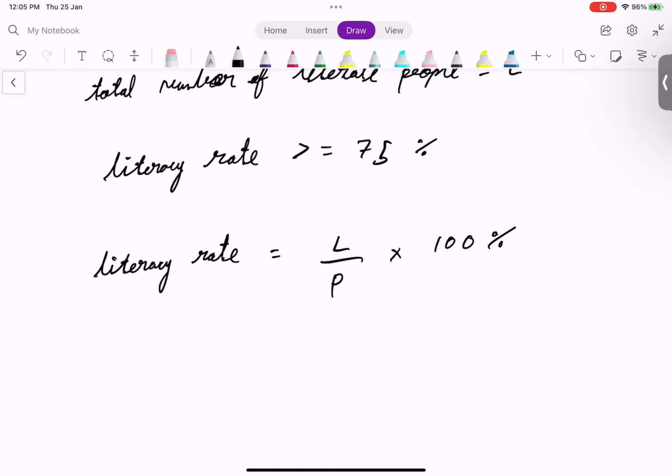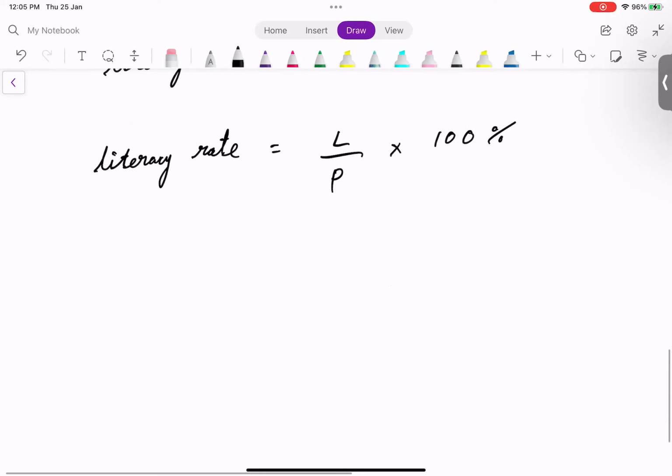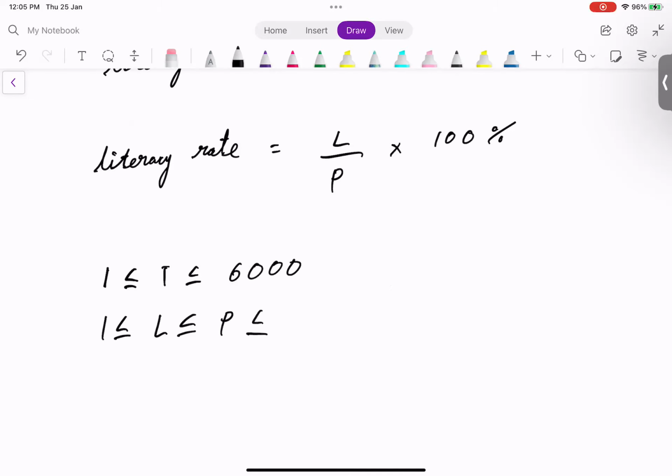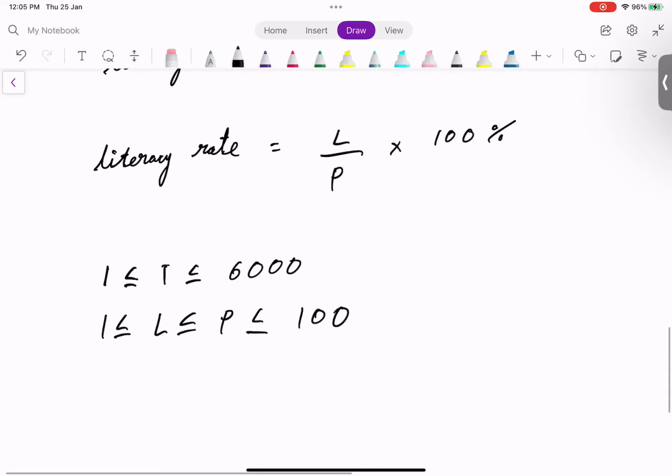If we look at the constraints, the number of test cases is in the range 1 to 6,000, and L and P can lie in the range 1 to 100, and it's always guaranteed that L is less than or equal to P. So let's see how we can solve this problem.